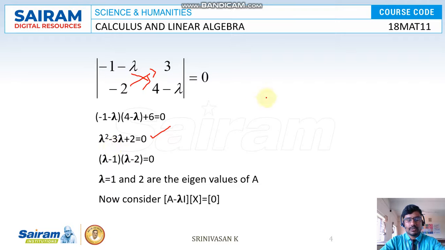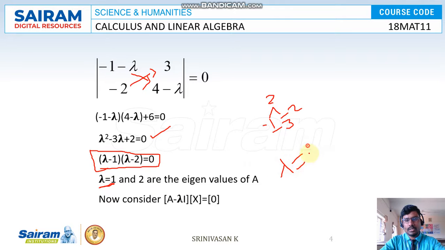Now the roots. Two numbers whose product is 2 and whose sum is -3 are -1 and -2. So the factors are (lambda minus 1) and (lambda minus 2) equal to 0. So lambda equal to 1 and lambda equal to 2. There are two values: one is lambda equal to 1, another is lambda equal to 2. These are called eigenvalues.